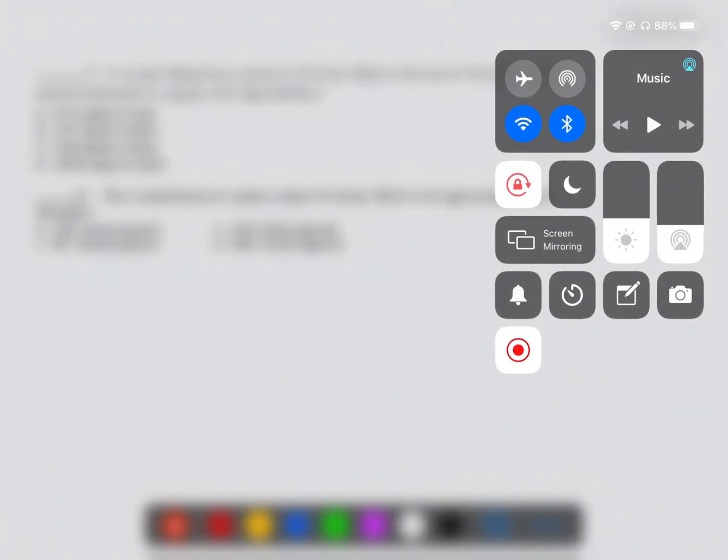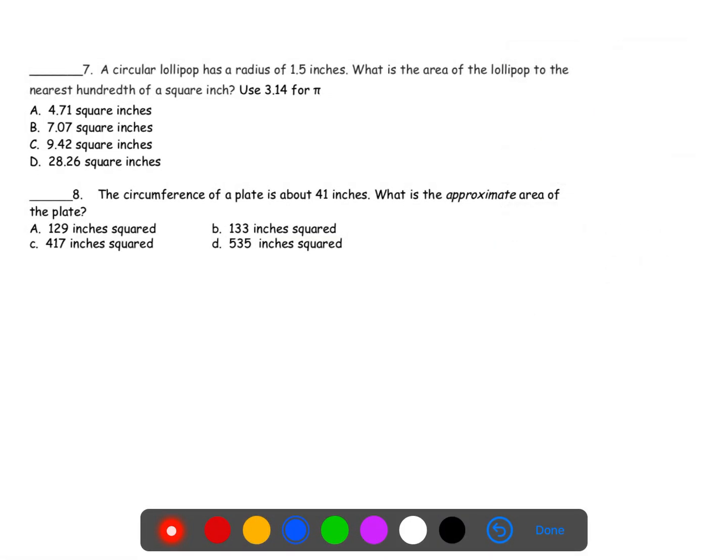All right, let's look at the bottom of your handout. And question 7 says a circular lollipop has a radius of 1.5 inches. It's given us the radius. That's good. That's what we need for area. What's the area of the lollipop to the nearest hundredth of a square inch? And it tells us to use 3.14. Okay? Let's use our formula.